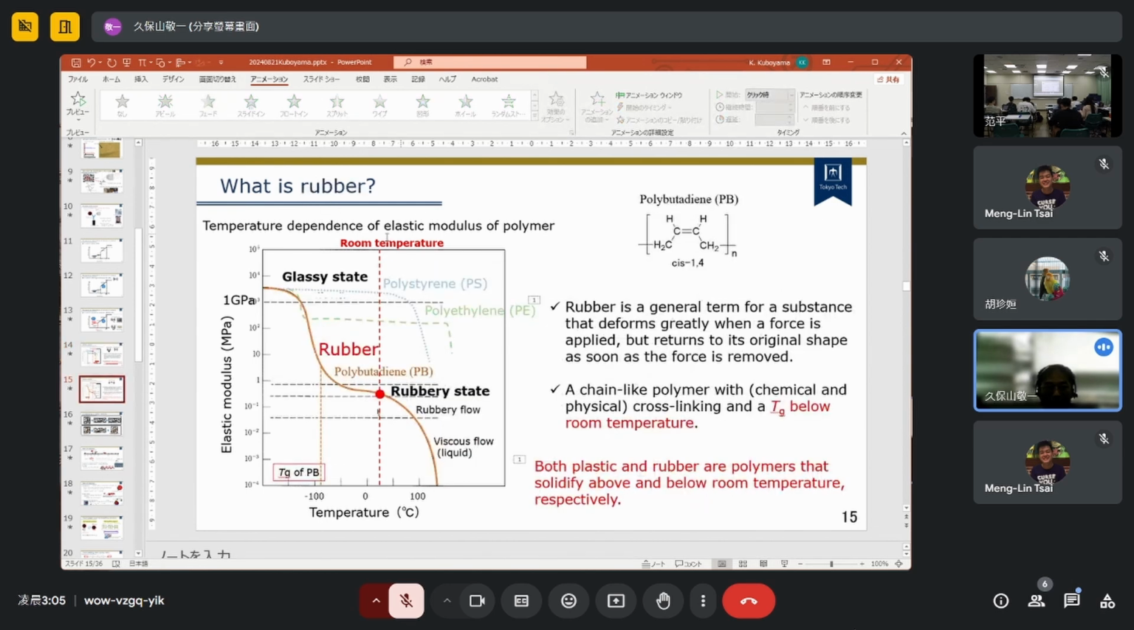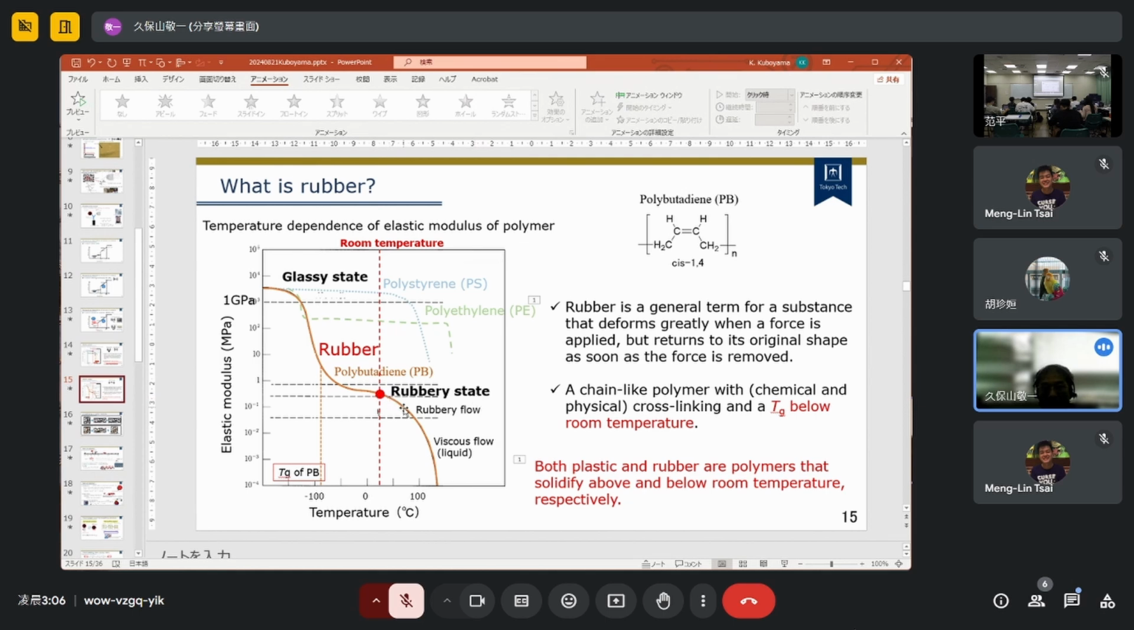And what is rubber? Let's think about the case of polybutadiene, which is a rubbery material. PB is also in a glassy state at very low temperature. But the glass transition temperature of PB is around minus 100 degrees Celsius. So the elastic modulus decreases largely, and around room temperature, it becomes a rubbery state.